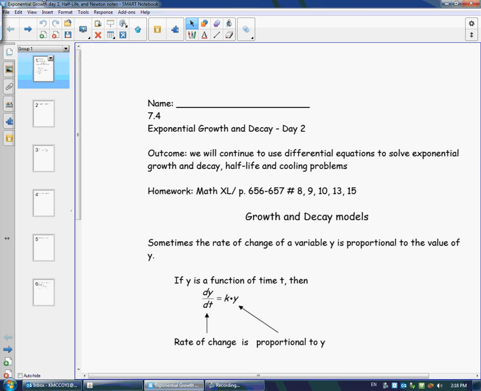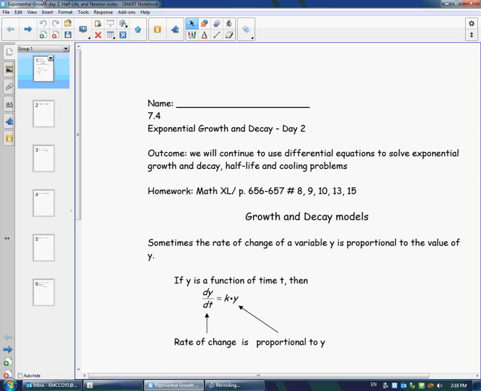Okay, so we are in section 7.4, exponential growth and decay. This is our last lesson for all of AB calculus. So after this lesson, we will be ready for the test on differential equations, and then we can start the review.